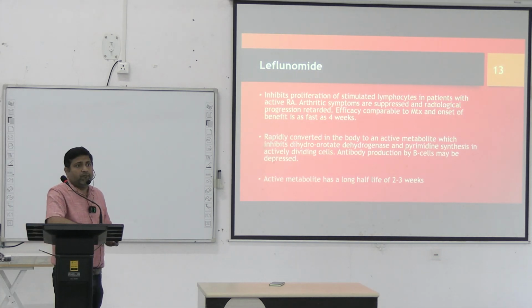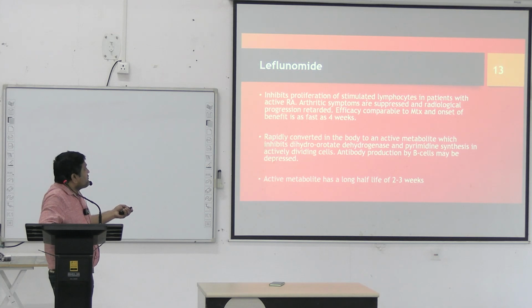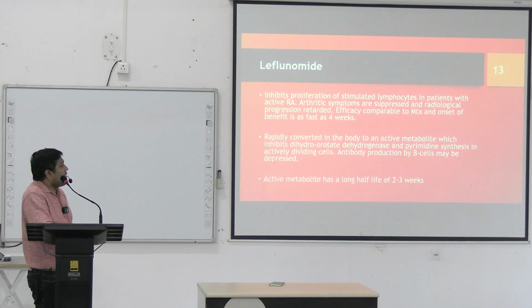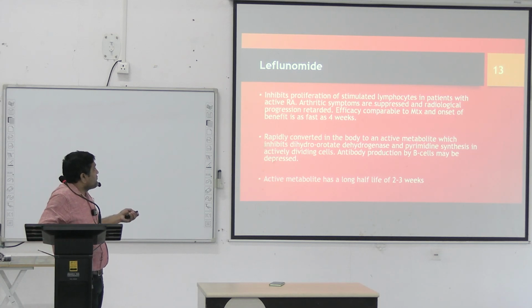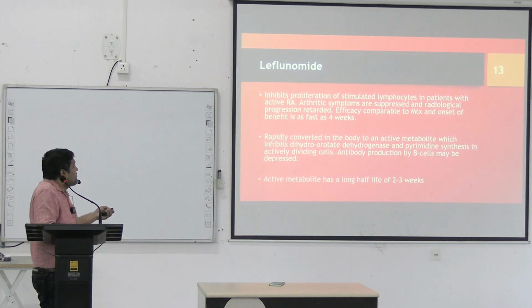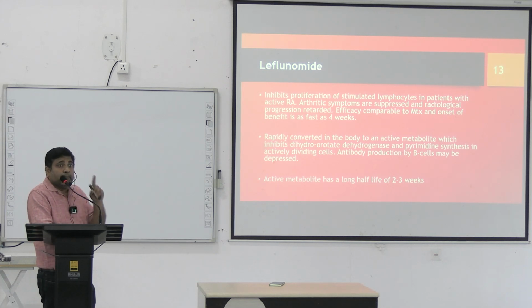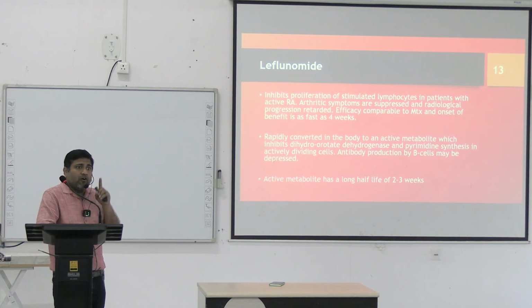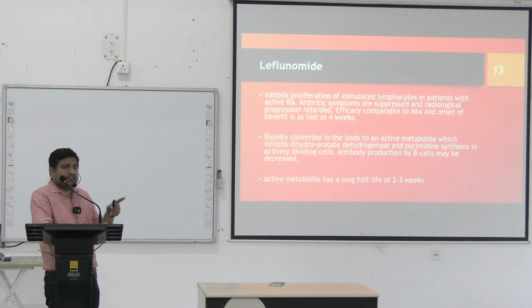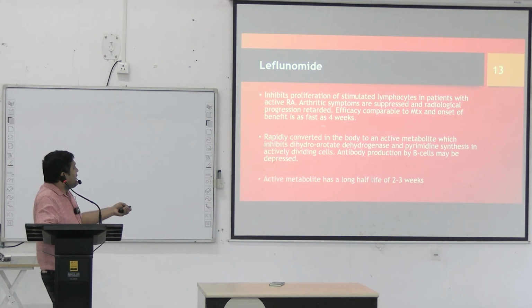Leflunomide. Leflunomide inhibits proliferation of stimulated lymphocytes in patients with active rheumatoid arthritis. Arthritic symptoms are suppressed and radiological progression retarded. Efficacy comparable to methotrexate. Onset of action comparable to methotrexate, around 4 weeks. Rapidly converted in the body to an active metabolite which inhibits dihydroorotate dehydrogenase. Antibody production by B cells may be depressed. The active metabolite has a long half-life of 2 to 3 weeks.